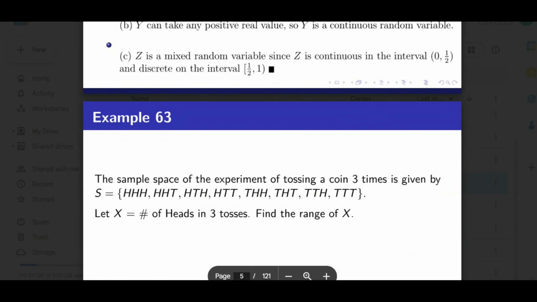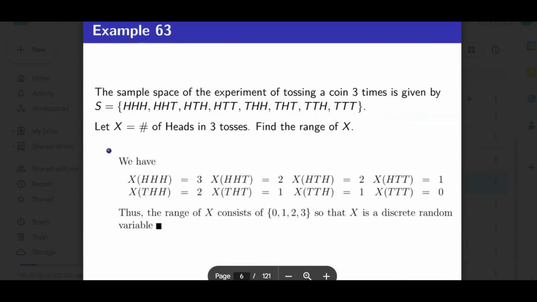I hope it's obvious the range is 0, 1, 2, 3. Right? Range is the set of values that a function takes. So the range of X is 0, 1, 2, 3, and that means X is a discrete random variable because any finite set is a discrete random variable. Any finite set results in a random variable that is discrete, right?